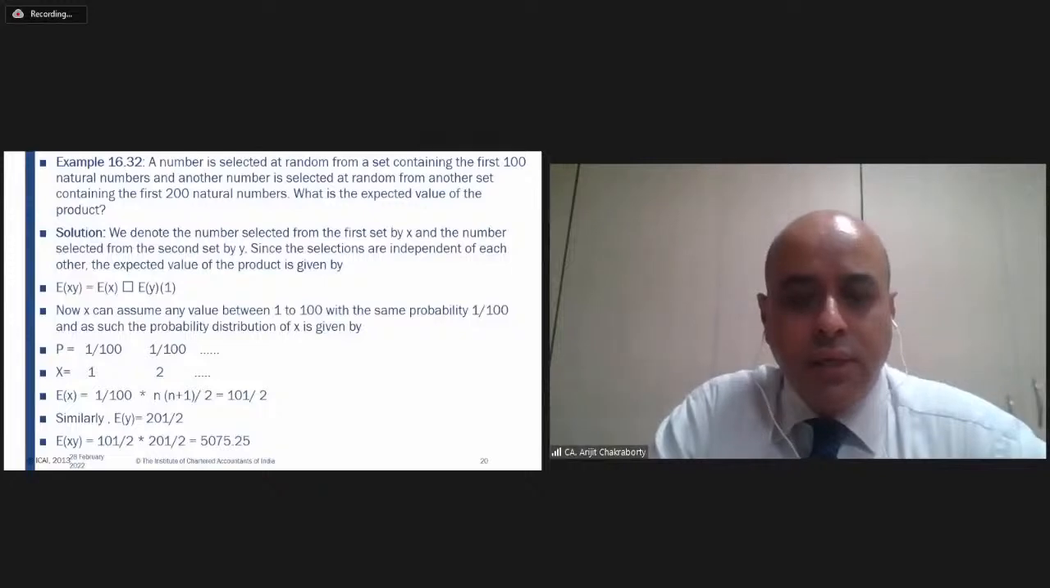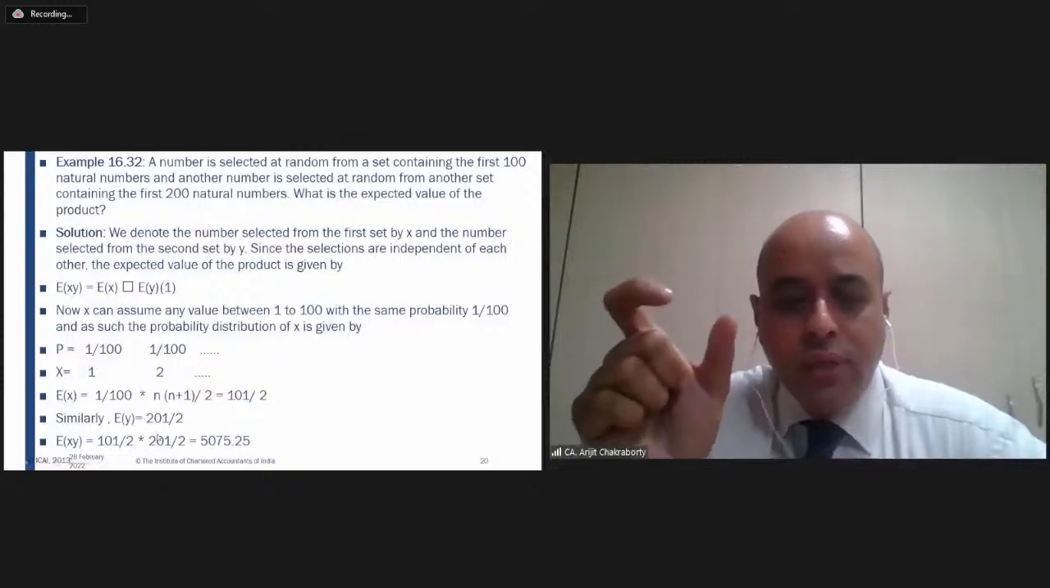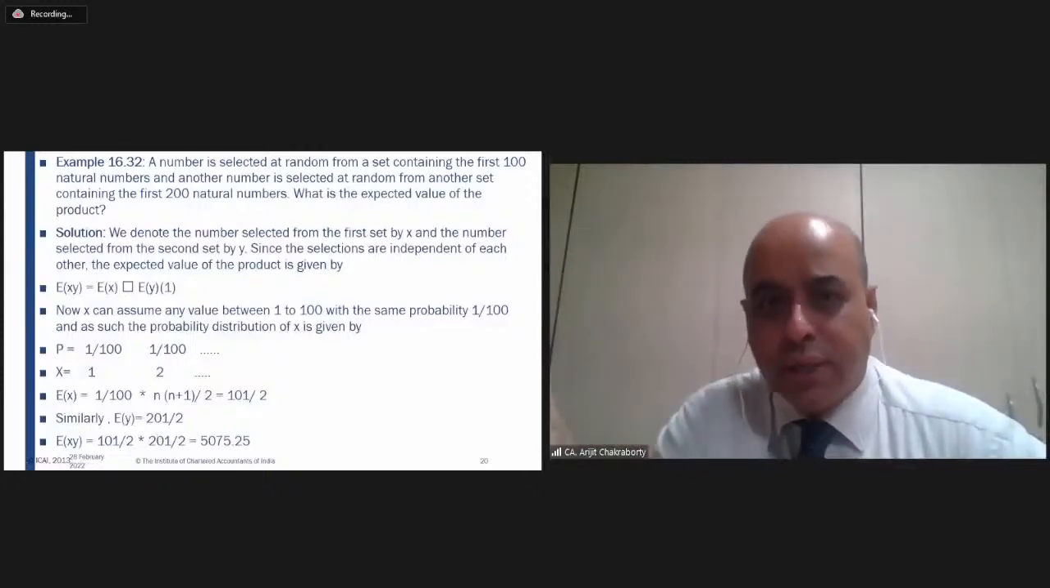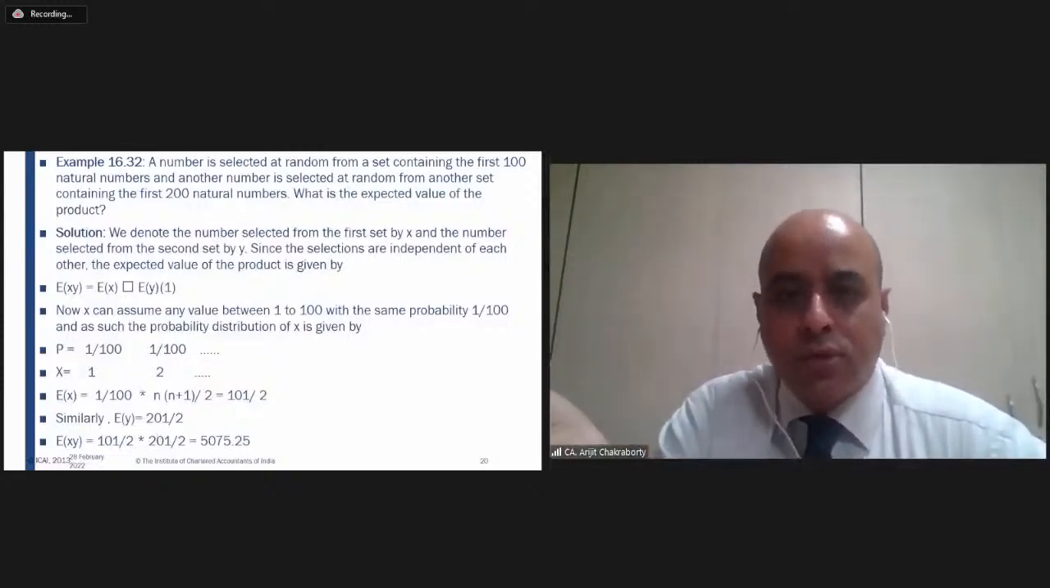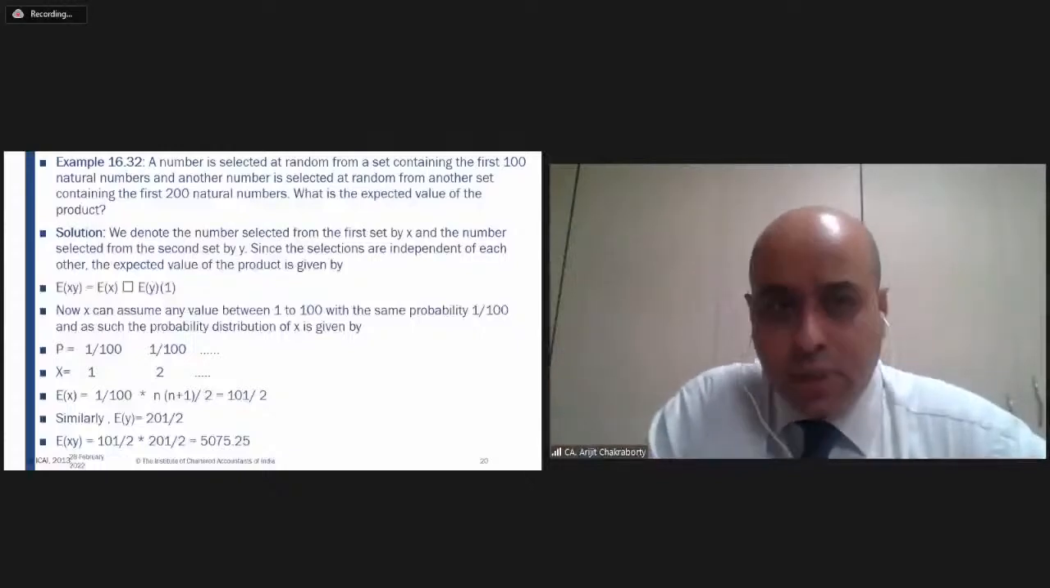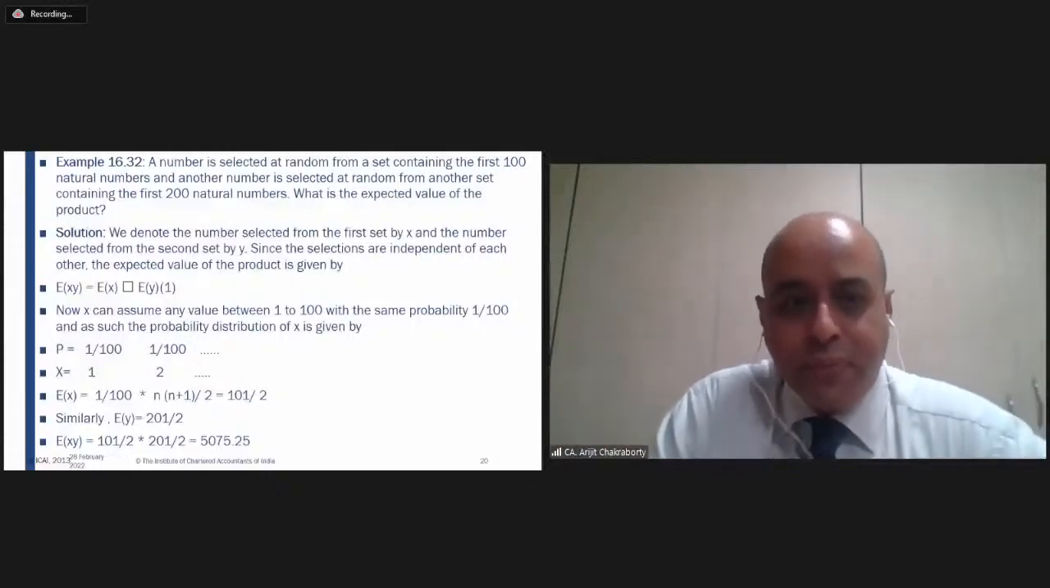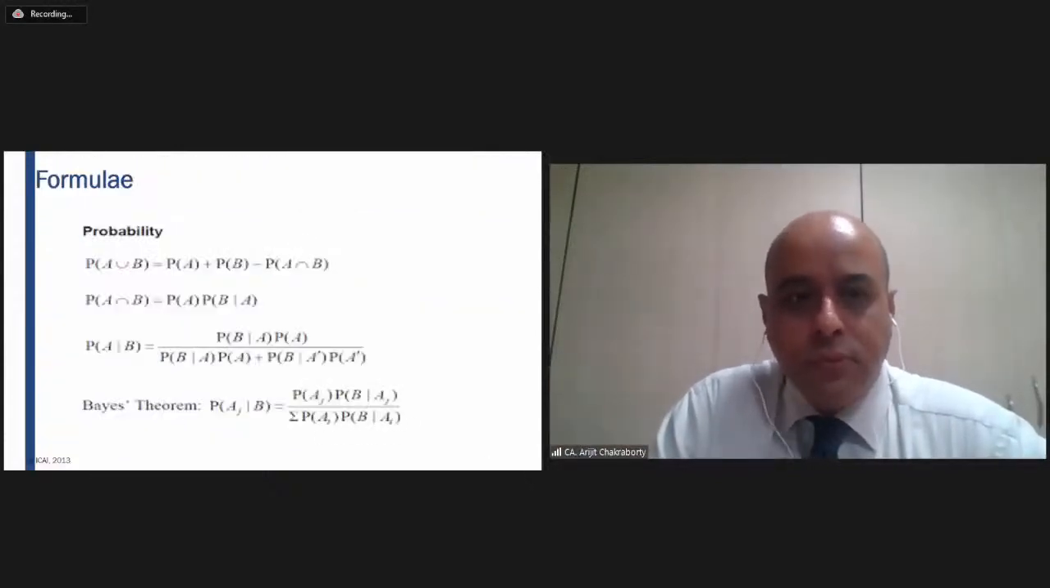Once we multiply these two figures, we get E(XY). We know E(XY) is equal to E(X) into E(Y), the expectation of X into the expectation of Y. So we get the product. This is from the study material. The formula we have already checked.